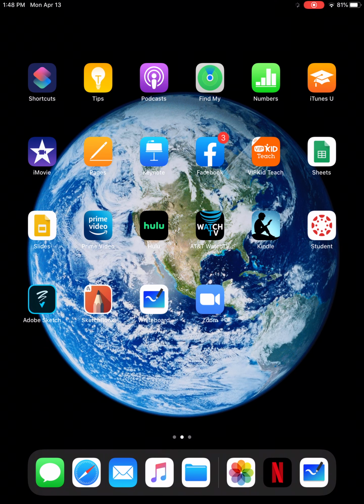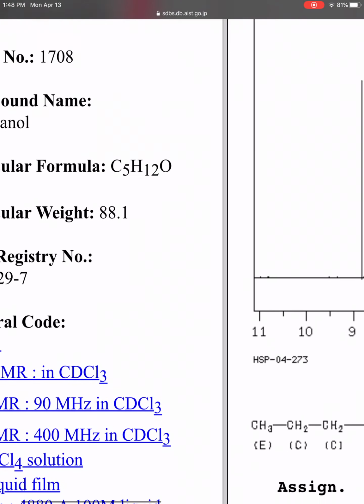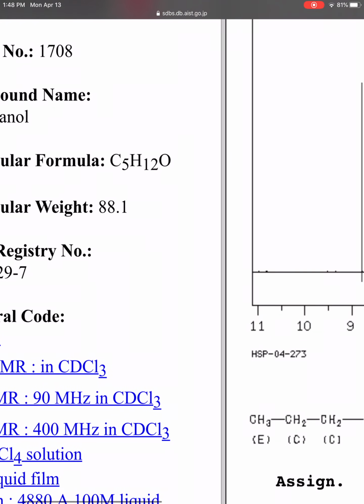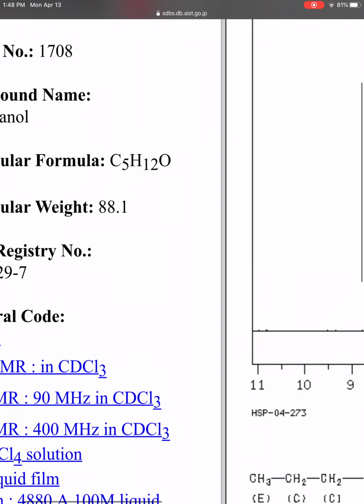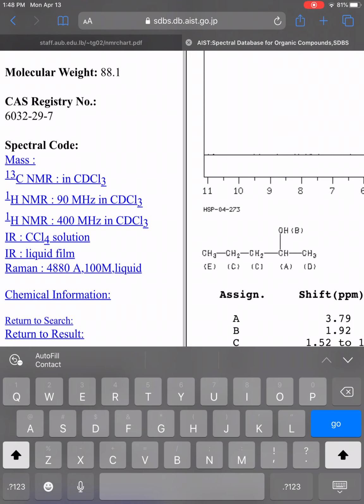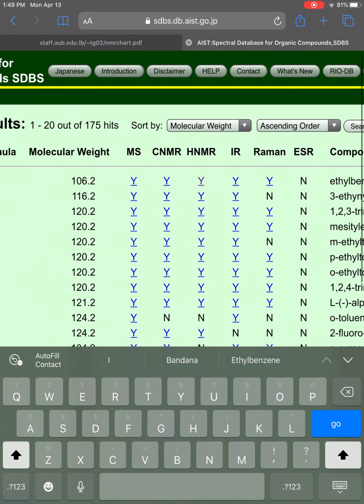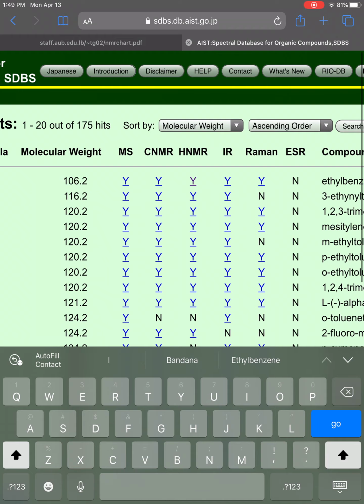So again, let me look over here, and let's look at a couple of sample spectra so you can see the evidence of this. Come on. There we go. This time I'm going to search for ethylbenzene. We're going to do an aromatic. Here's ethylbenzene.